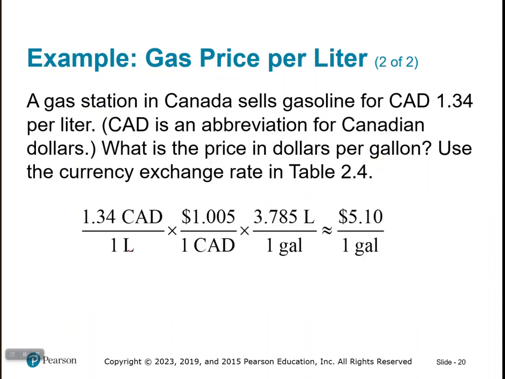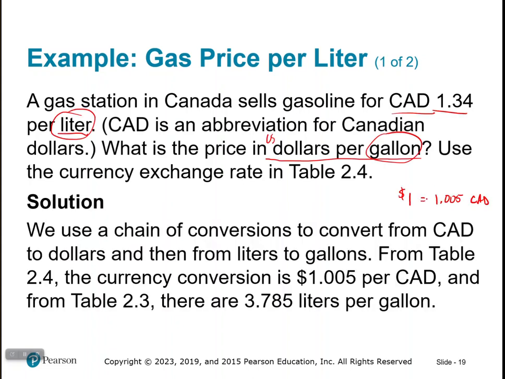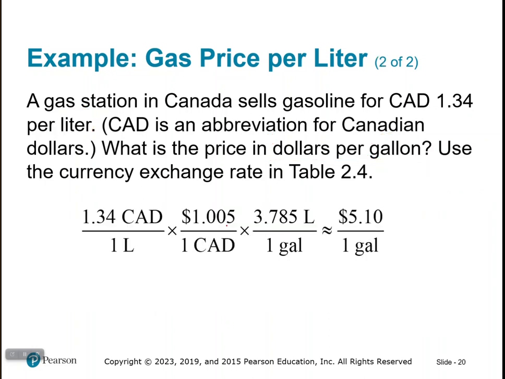1.34 Canadian dollars per liter. That's one. Ooh, yeah, I had that written wrong on the last slide. That should be the other way. 1 Canadian dollar is 1.005 US dollars. US money is worth more. Here we go. This is written correctly. 1.005 US dollars is equal to 1 Canadian dollar.